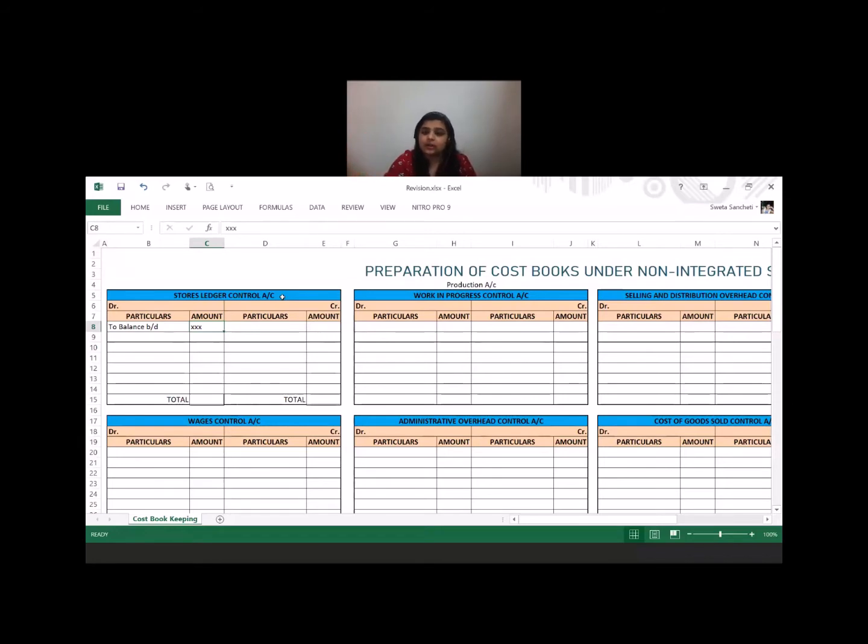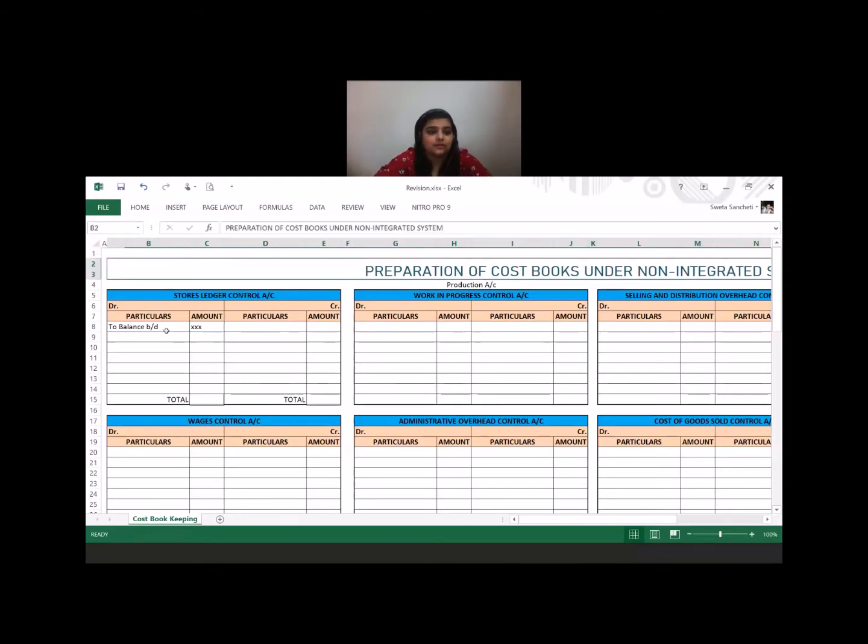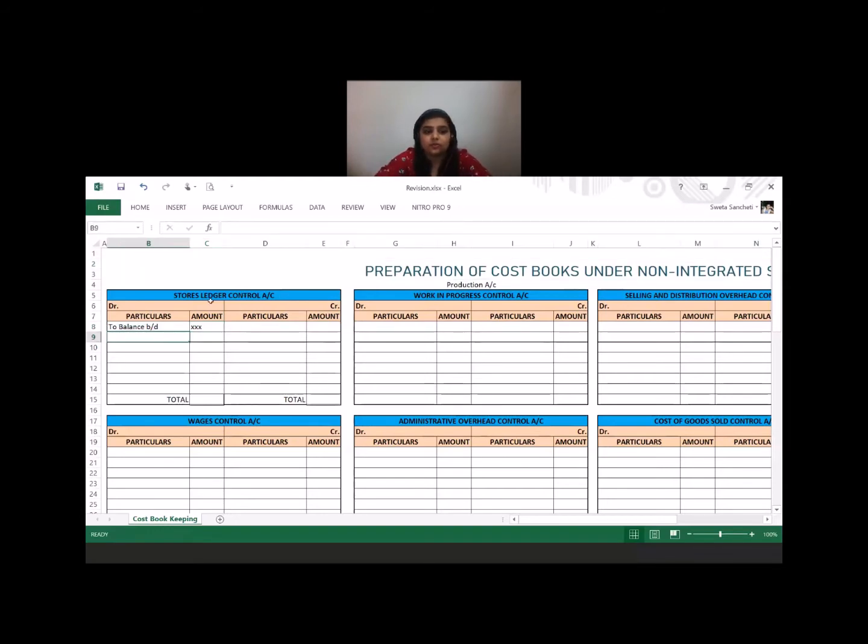Creditor के जगह क्या होगा? Since it is a financial item, it will be purchases to your general ledger adjustment account. Now purchases will shift purchases to stores ledger. So my new entry becomes stores ledger control account to GLA account. So यहाँ आएगा to GLA account. GLA is the short form for general ledger adjustment account.